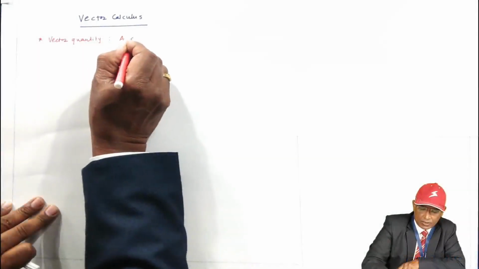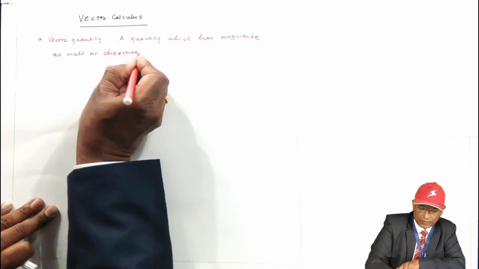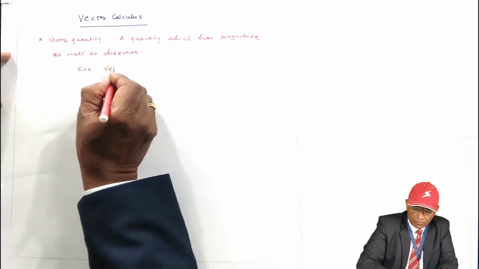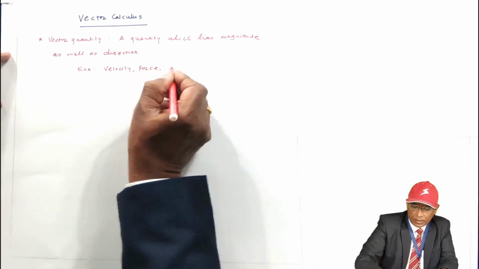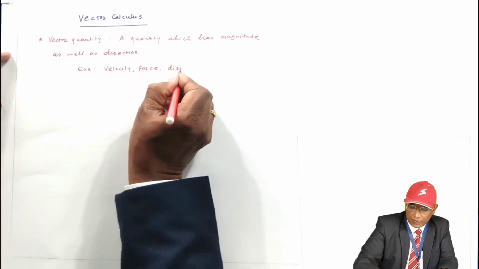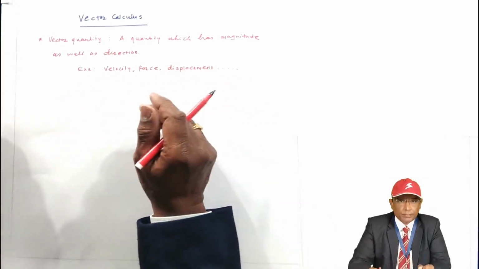In this lecture, we are going to discuss the preliminaries of vector calculus. So what is a vector? A vector is any quantity which has direction as well as magnitude, that's all. A quantity which has magnitude as well as direction is called a vector quantity. Velocity is a vector quantity. Force is a vector quantity. Displacement is a vector quantity. These are vector quantities because they have direction as well as magnitude.